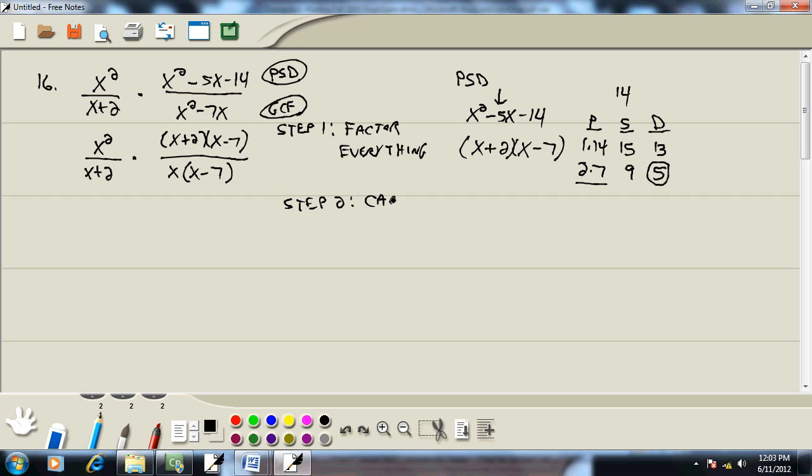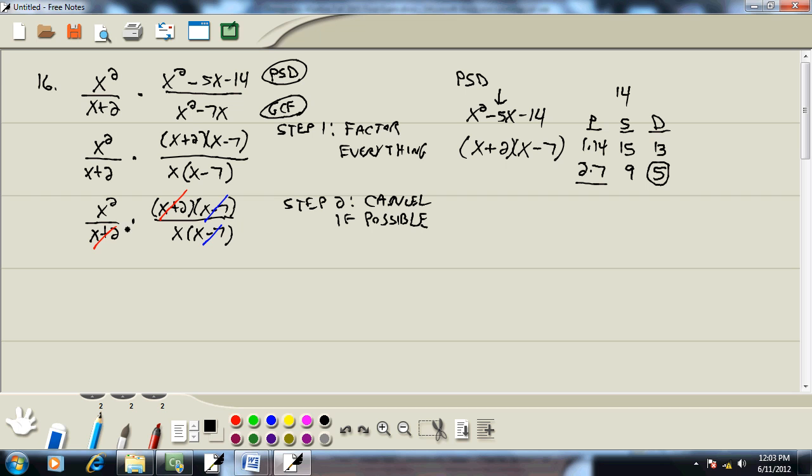Step 2, cancel, if possible. Let me write it down again. The guideline on canceling is if one's on top, one's on the bottom, then you can cancel. Doesn't matter, they don't have to be in the same fraction, just one's on top, one's on the bottom. Well, here's an x plus 2, that's going to cancel with that x plus 2. And here's an x minus 7, that's going to cancel with that x minus 7.